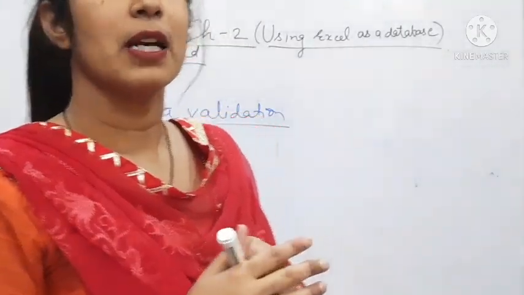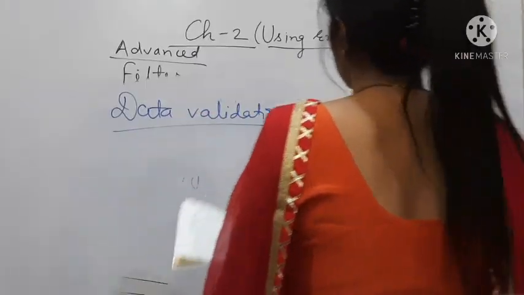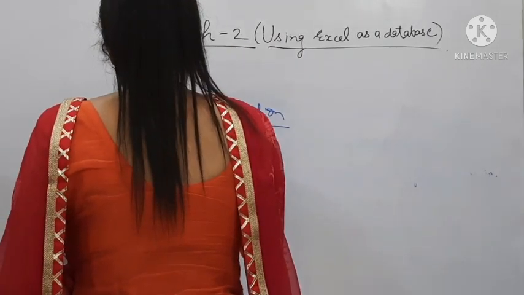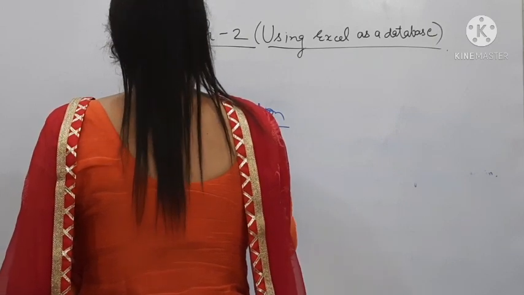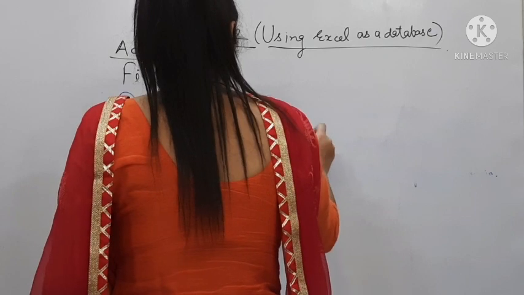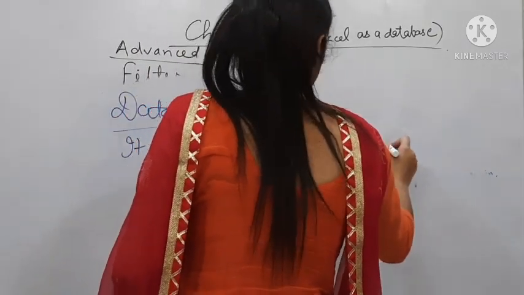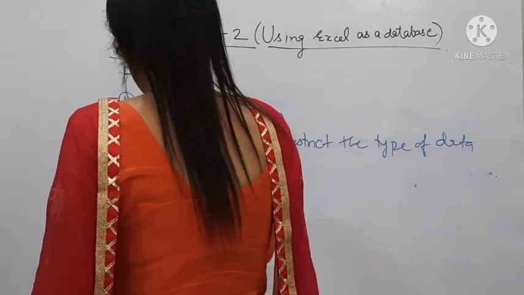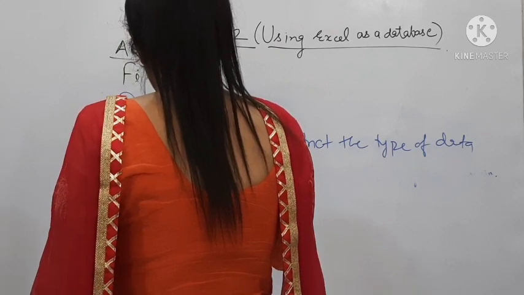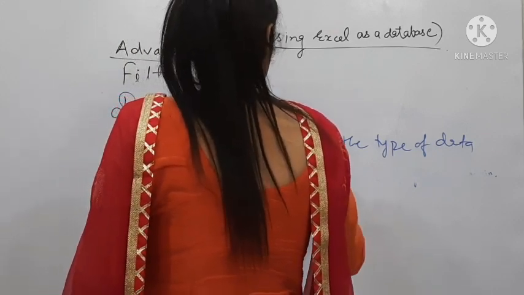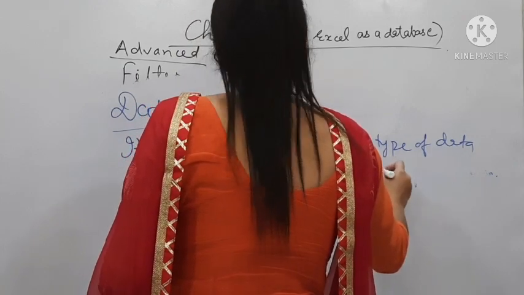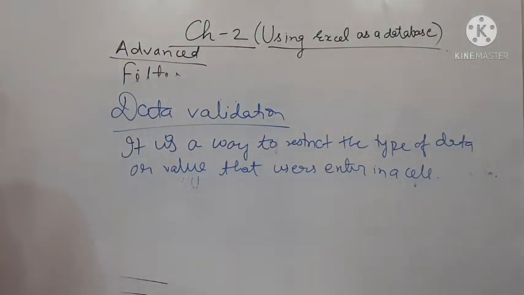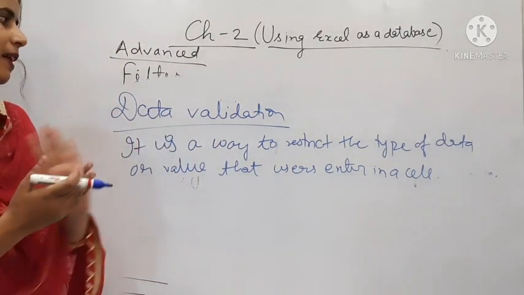How can we apply it? First I am explaining what is data validation. Data validation is a way to restrict the type of data or value that users enter in a cell.